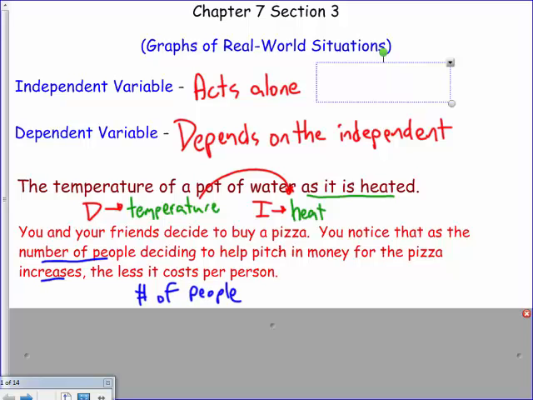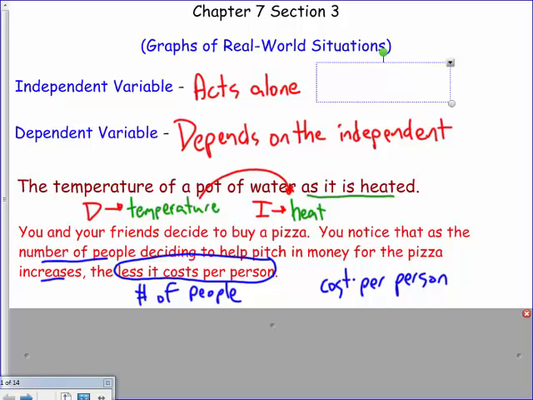Let's see, there's money, there's pizza. Is the pizza increasing or decreasing? No, it says as the number of people pitching in increases, the less it costs per person. So here's my other variable, the cost per person. You might think pizza, but you're really not increasing and decreasing the number of pizzas. You're looking at the number of people. As that increases, the less it costs per person.